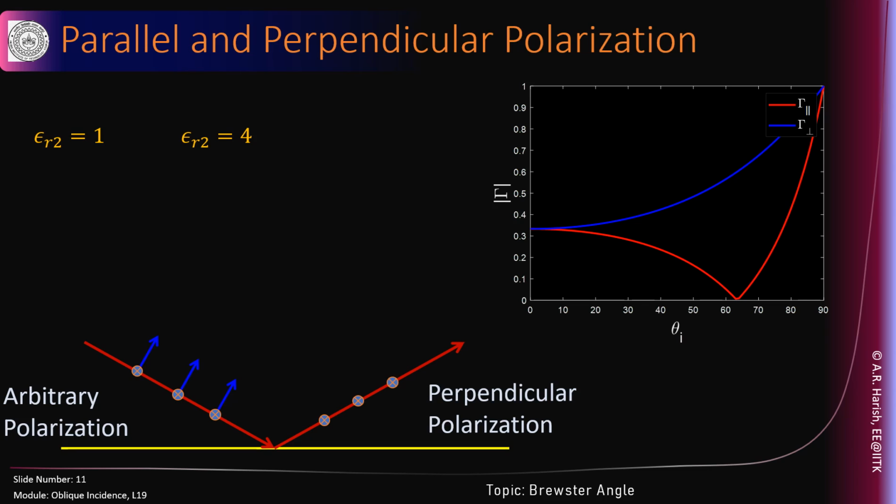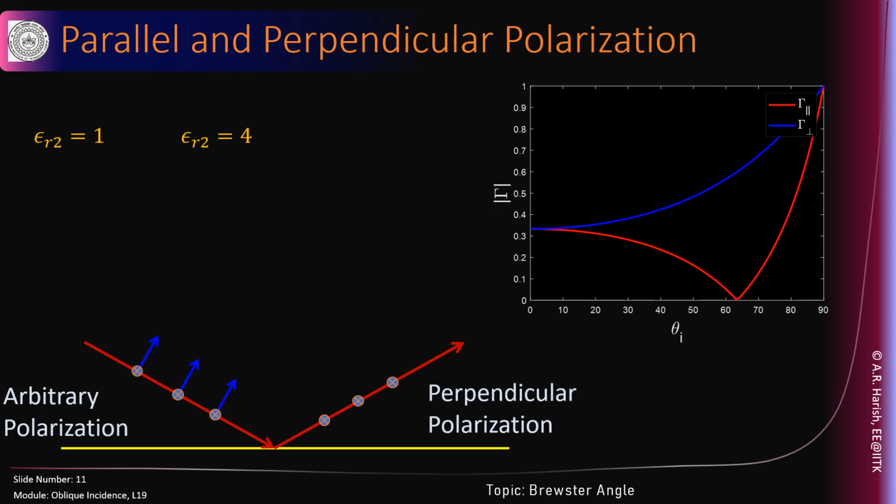Now, if this angle of incidence is equal to Brewster angle, then the reflected light will not have parallel polarization at all. That means the blue component will completely vanish and the reflected light only has perpendicular polarization. Such a light is known as polarized light. So, in case of reflection from glass, let us say, if the angle of incidence is such that it turns out to be equal to the Brewster angle, then the reflected light is polarized. And this has immense applications in real life.